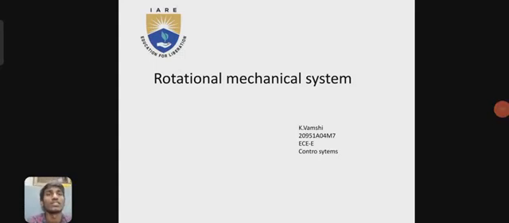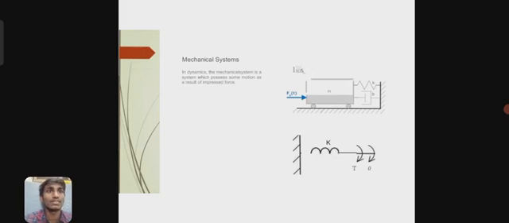So today I want to discuss the topic rotational mechanical system in the subject control systems. So coming to the topic, what is a mechanical system? In dynamics, a mechanical system is a system which possesses some motion as a result of an applied force. So every body can have some movement by applying some external force. By that we can define some force, displacement, dashpot, etc.